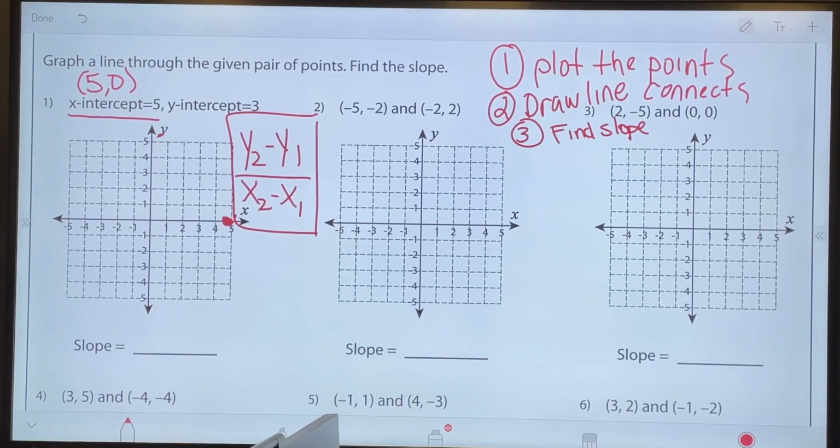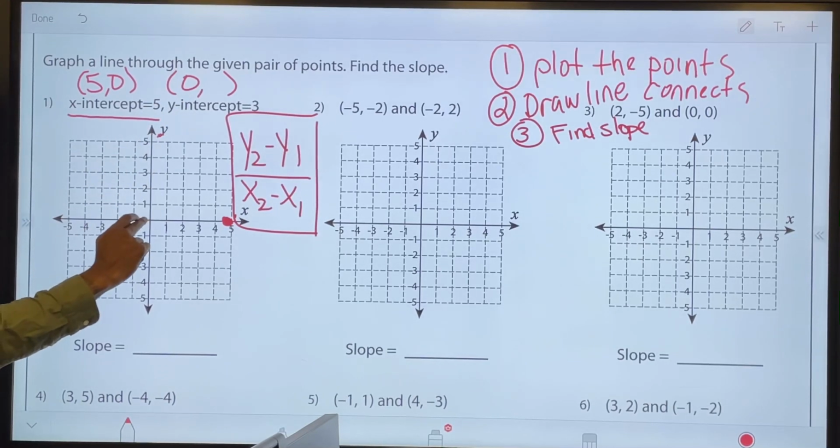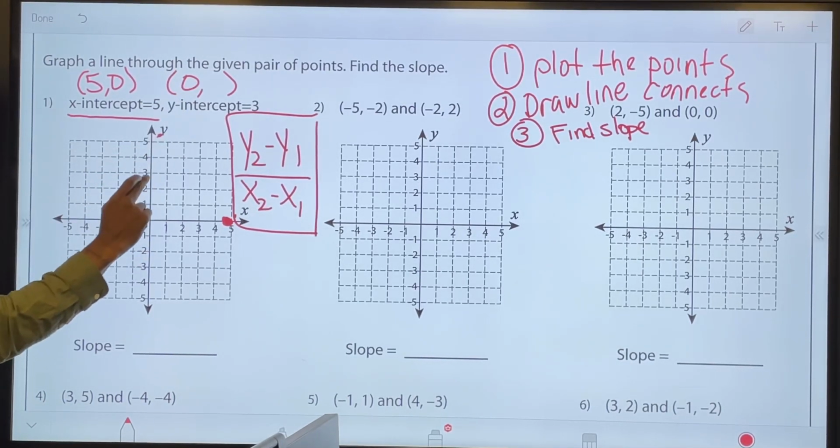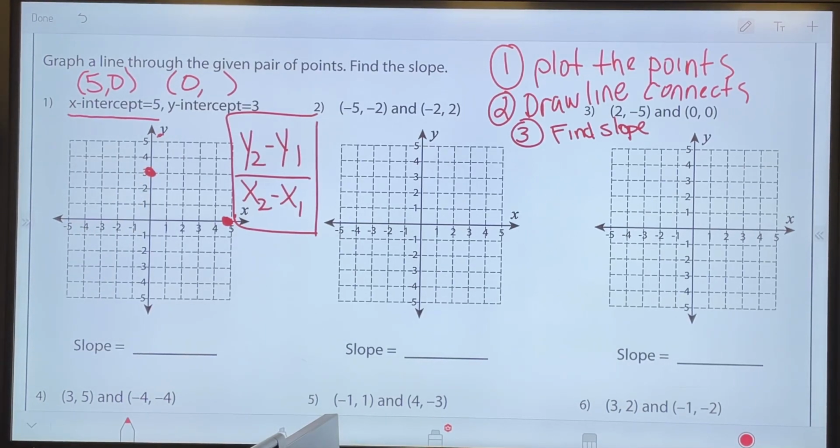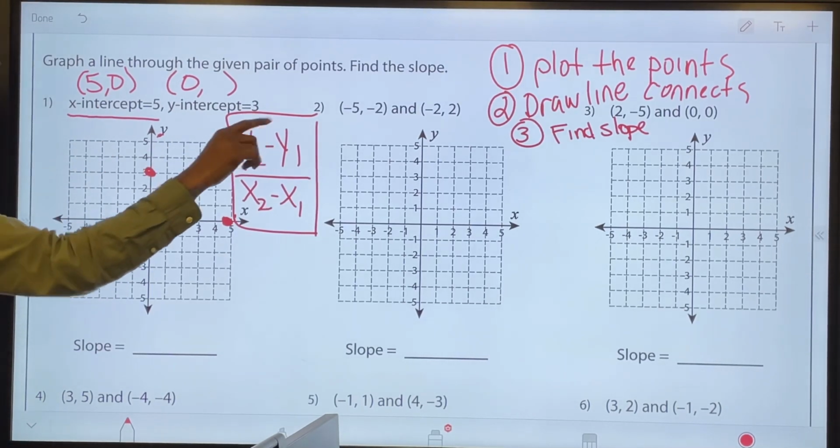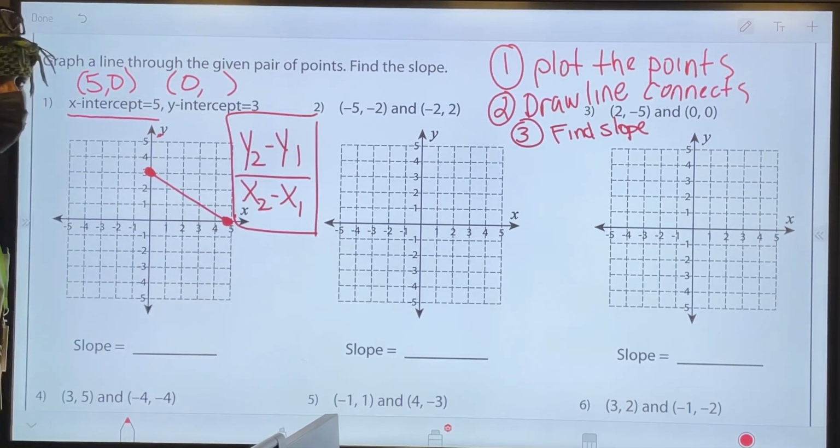Y-intercept. Any y-intercept, the 0 comes first, then the y value. So in the y-intercept, the 0 comes first. Where is your y-intercept? What's the number? 3. So I go where on the x value? To 0, and then I go up to 3. There's your dot. What we just did in the first one is we plotted the points. Now you want to connect the dots. There's your line. We just created the first line.